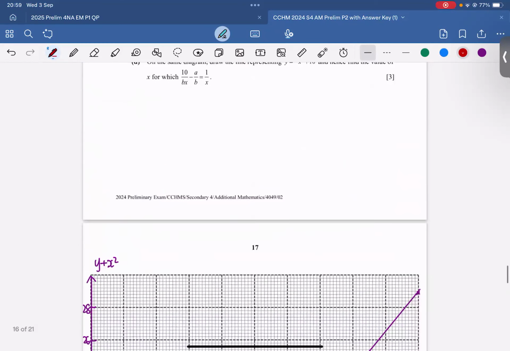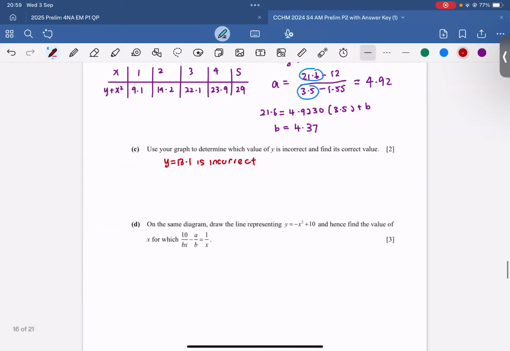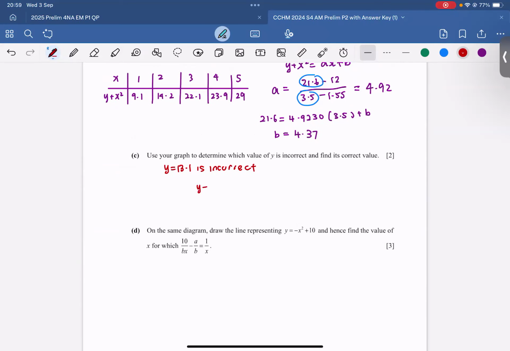So we can see that the correct value of y plus x squared is actually equal to, this is 18, 19, around 19.1. Okay, it's about 19.1. So y plus x squared equals 19.1 is the correct one. And we know that x is actually 3. So this is 9. So my y is actually equal to 10.1.